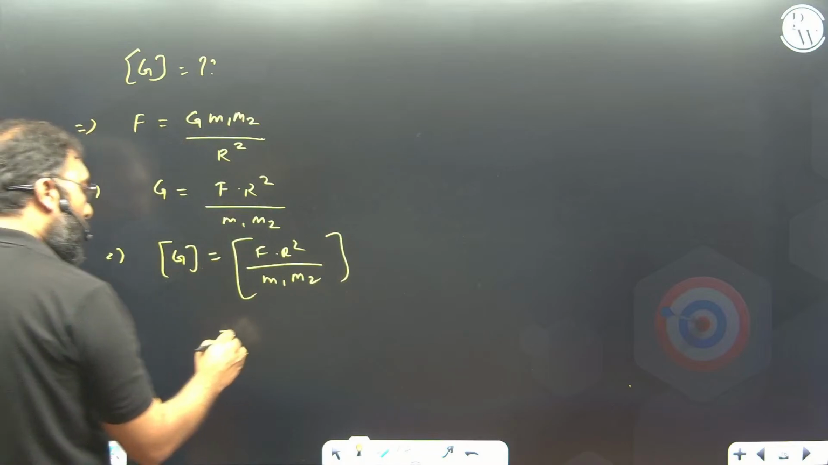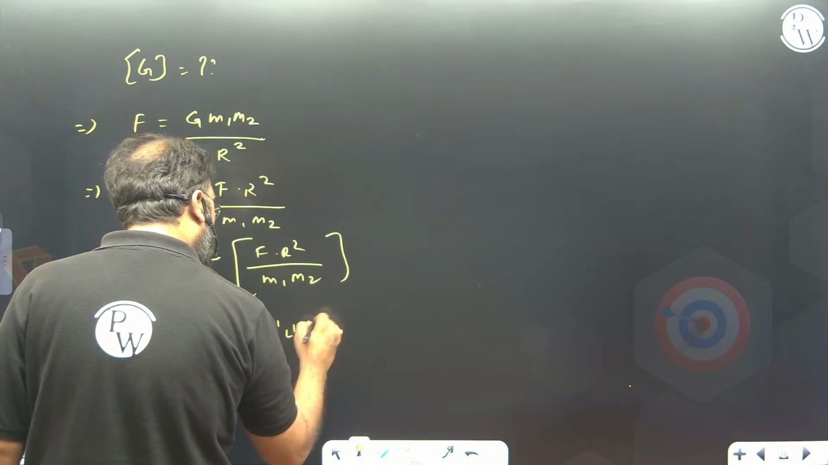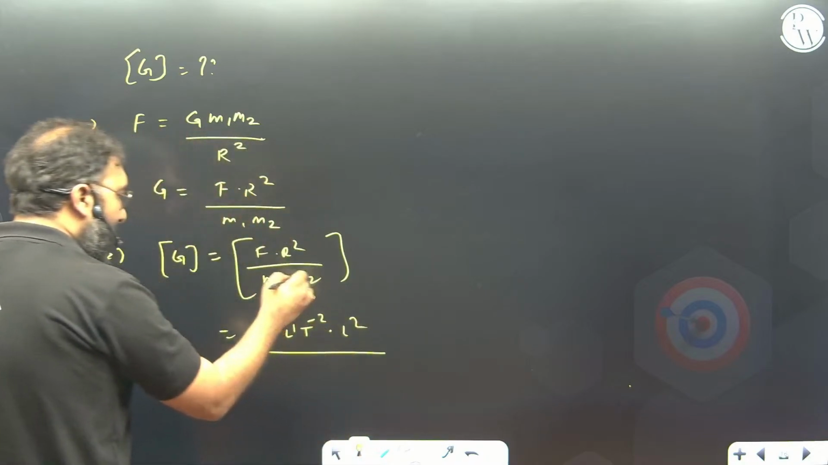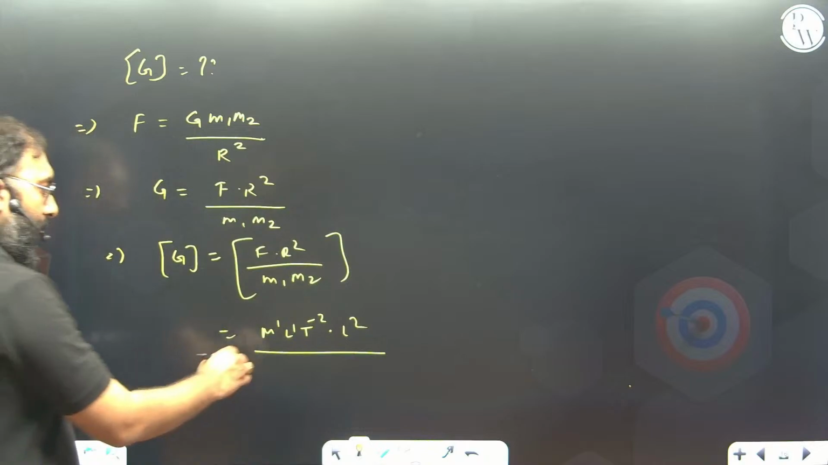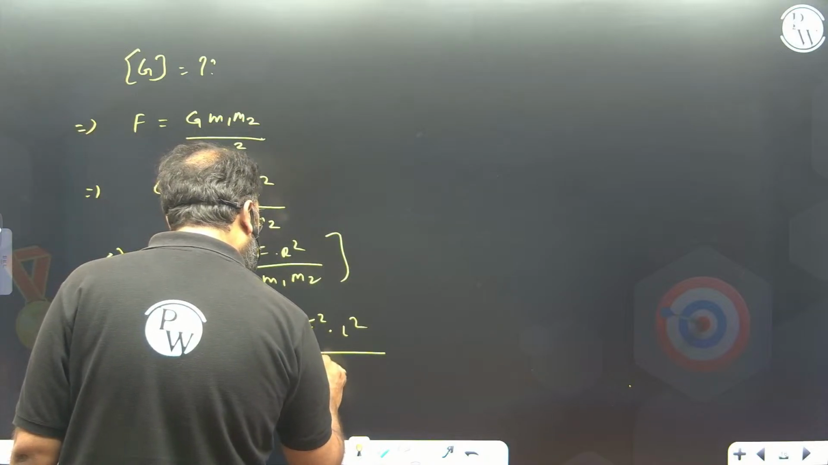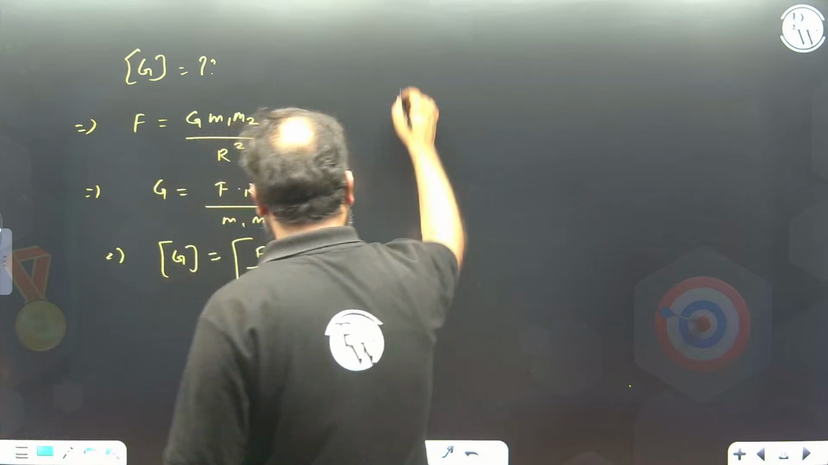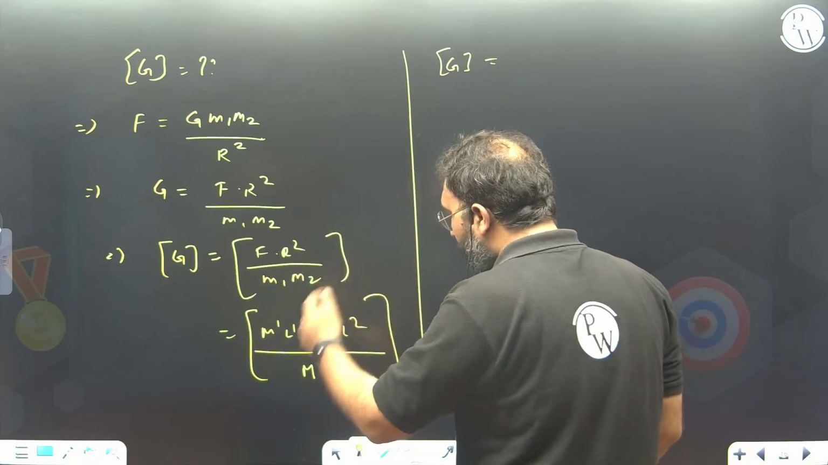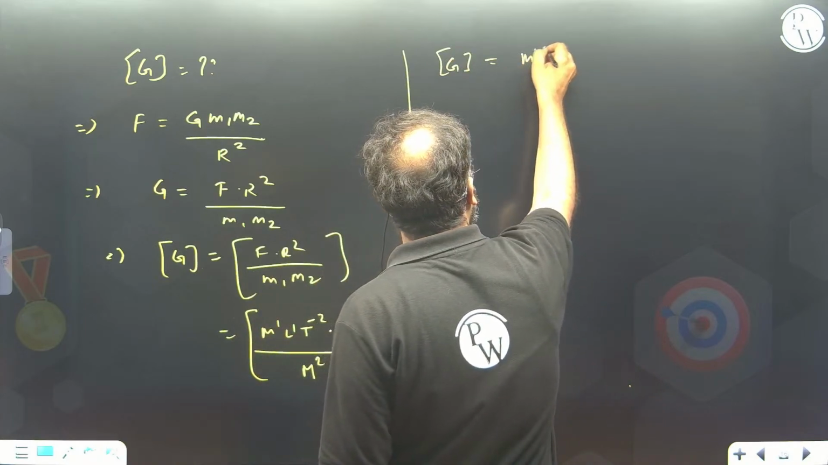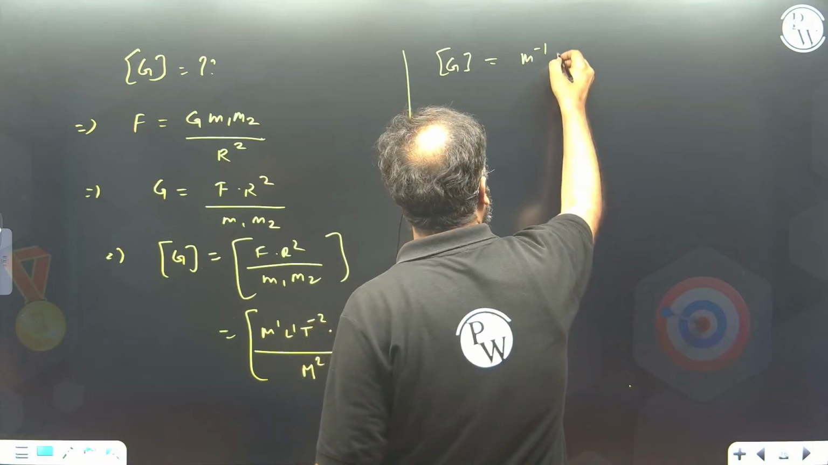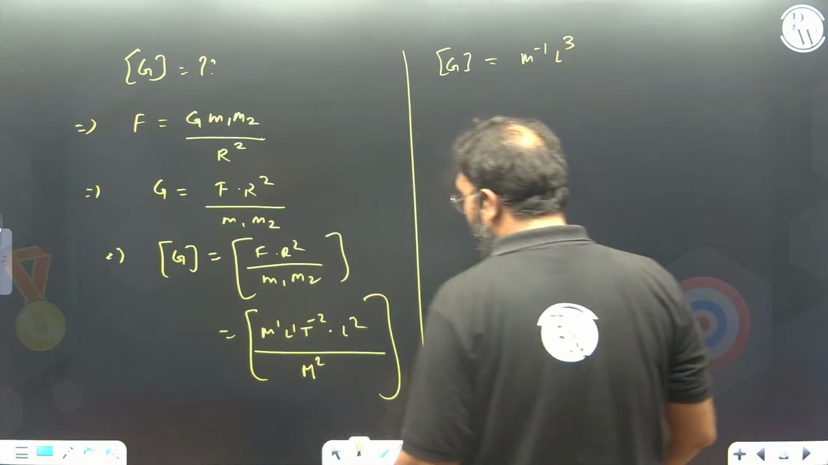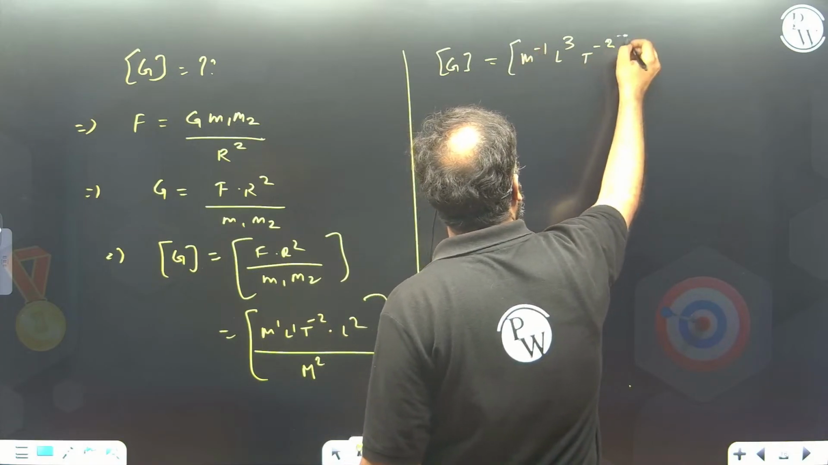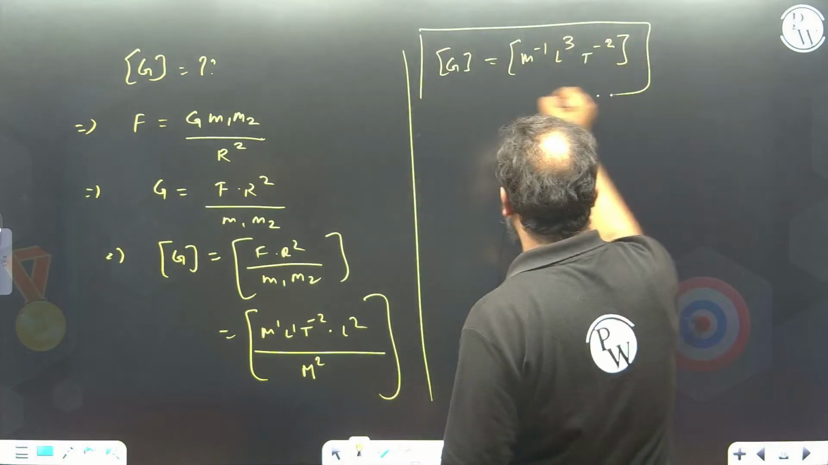So what is the dimension of force? M1 L1 T minus 2, multiplied by r square. r is length, so L square, and m1 m2 represent mass, right? So it will be M square. Now just simplifying this, I'll get the dimension of G, and the dimension of G will become M minus 1, then L3, the dimension of length is 3, and then the dimension of T is minus 2. So we have got the dimension of G, we'll put it there.